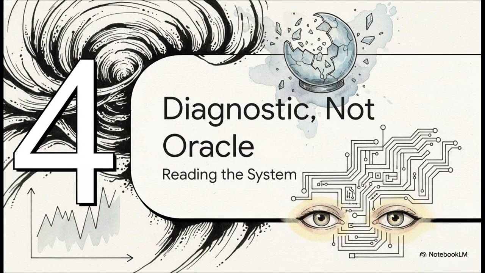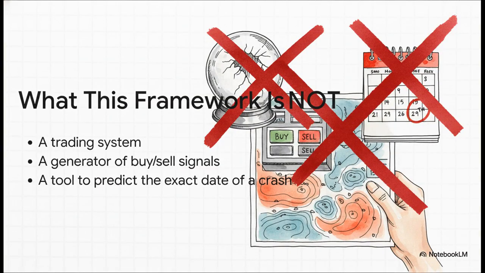Now, okay, this is the point where we need to be really clear. It's super important to understand what this framework is and what it isn't. This is not some magic crystal ball. Right. This is not a trading system. It is not going to give you buy or sell signals. And it absolutely, 100% cannot tell you the exact date of the next crash.